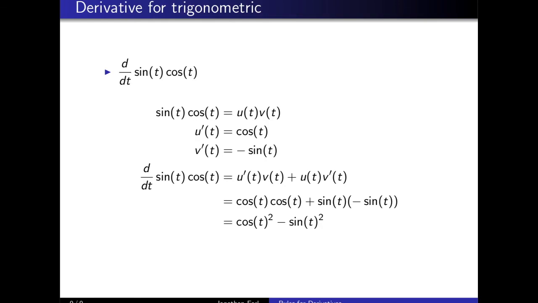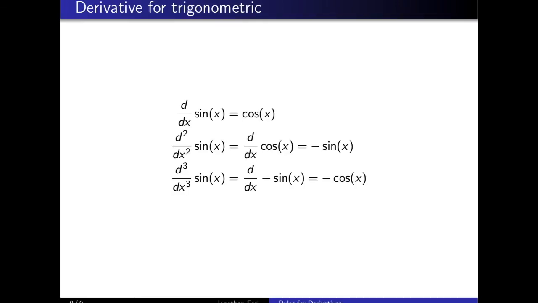Okay, for the next example, we have sine of t times cosine of t. So here we'll have a setup for a product rule. U is sine, V is cosine, so U prime is cosine of t, V prime is minus sine of t. So our derivative is U prime times V plus U times V prime, and what we'll wind up with in the end is cosine of t squared minus sine of t squared.